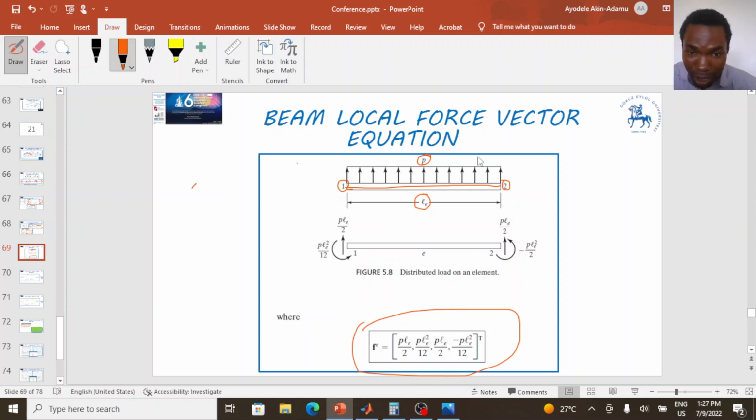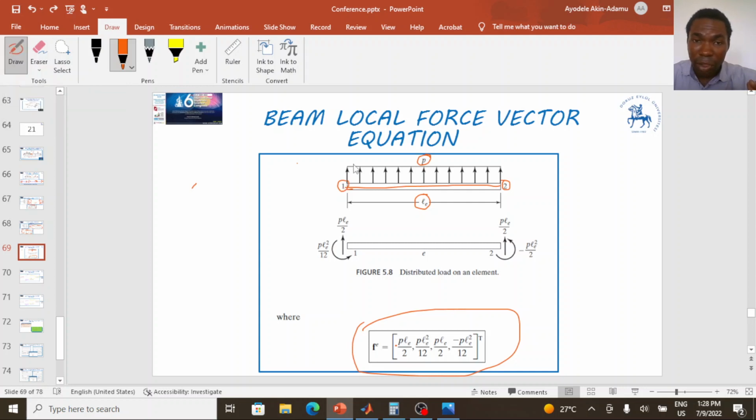Because the force is pointing upward here, you can see this PLE, there are four entries, this is the force vector. Before I explain that, each finite element will have a force vector, which is a 4 by 1 vector. For each finite element there might be an external load on the finite element, or there might not be any external load.